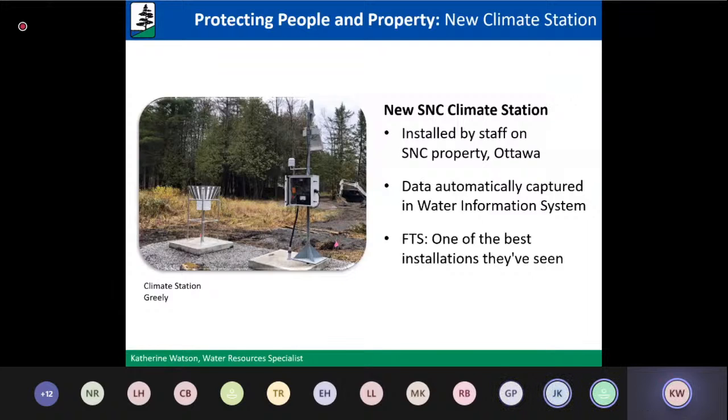Here, this is a picture of our newest climate station that we installed just southwest of the community of Greeley. And I'll take a couple minutes on this slide just because we received funding from the Eastern Ontario Water Resources Program for this station, and I do have a report later in the meeting.